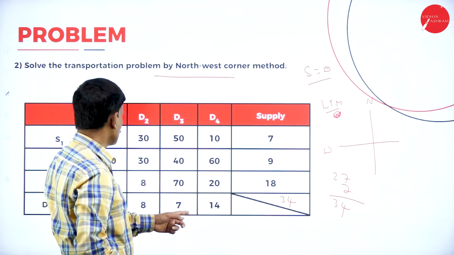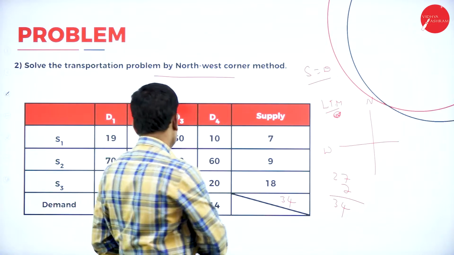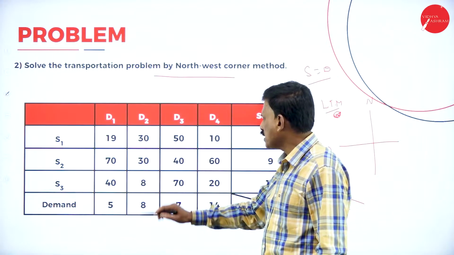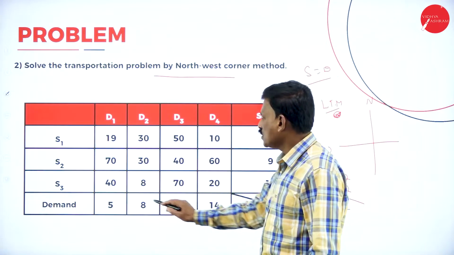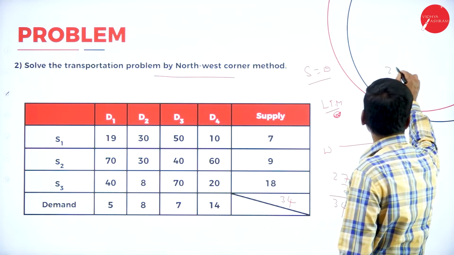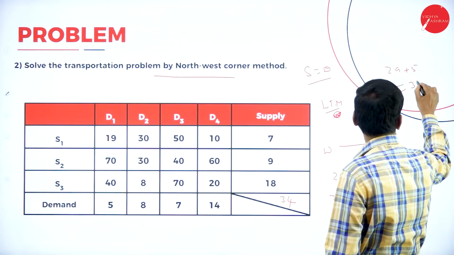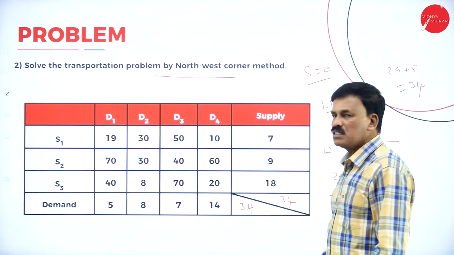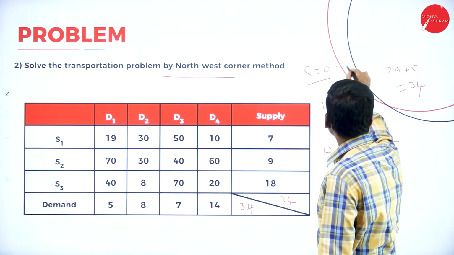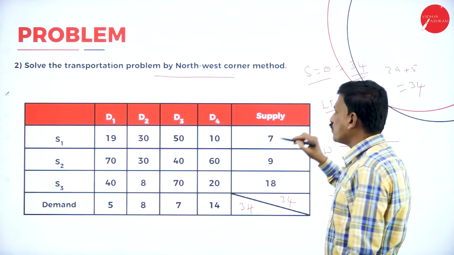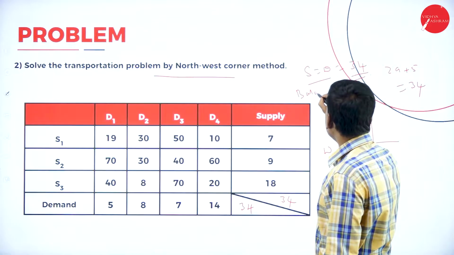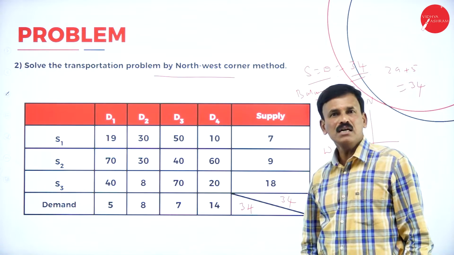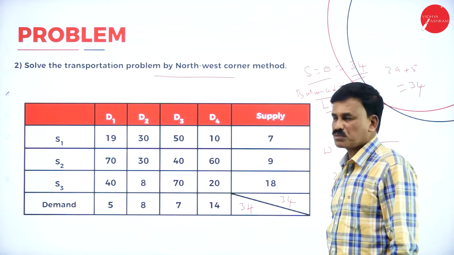What is the demand? Let us verify this. 14 plus 7 is 21. 21 plus 8 is 29. 29 plus 5, this is also equal to 34. So demand is also 34. That means here the supply is equal to demand, that's equal to 34. Therefore, this is a balanced transportation problem. The given problem is a balanced transportation problem.